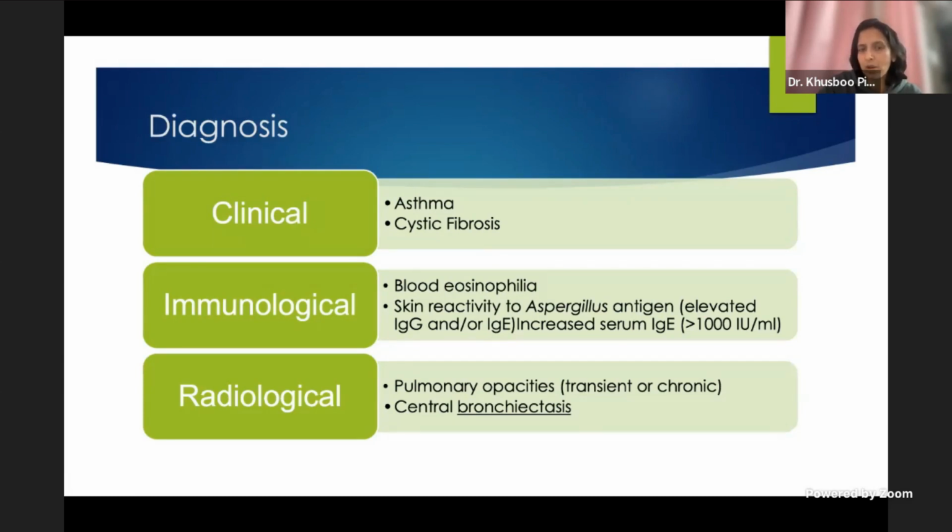The prevalence is more common in patients with cystic fibrosis, but the overall incidence is more in patients with asthma because asthma is more prevalent overall. Amongst the blood workup, the patients present with blood eosinophilia and reactivity to Aspergillus antigen in the form of increased IgG or IgE levels. When we talk of radiology, which is the context of this particular talk, we see pulmonary opacities and central bronchiectasis, which are amongst the typical radiological findings in ABPA.